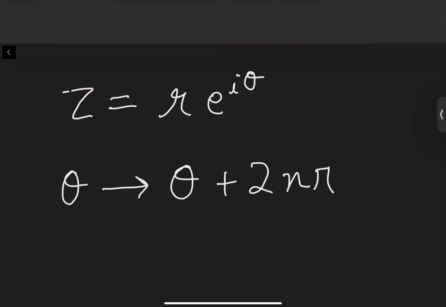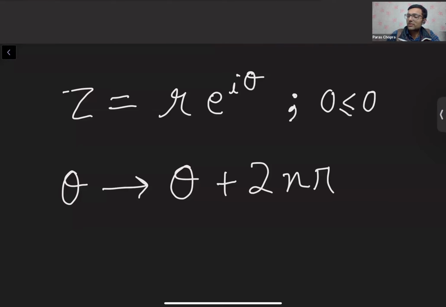Okay, so changing your argument by multiples of 2 pi does not change the complex number. इसलिए जनरली हम 0 से 2 pi तक आर्ग्यूमेंट को रिस्ट्रिक्ट करके रखते हैं. So we say that argument should always be between 0 and 2 pi because फिर वो बार बार साइकिल में रिपीट होती जाएंगी और फिर कंफ्यूजन होगा.